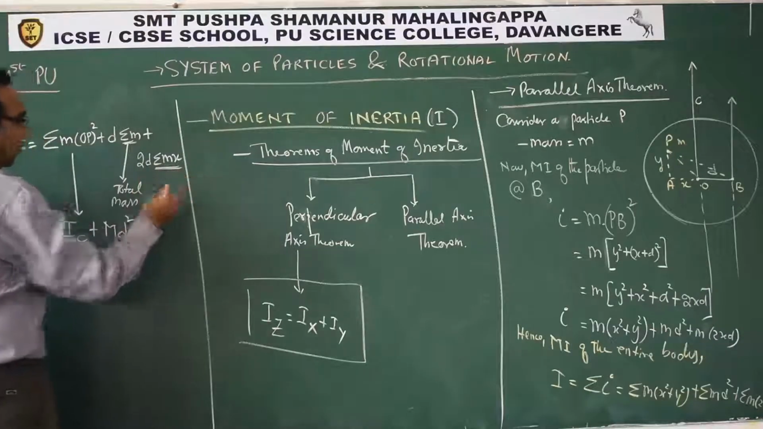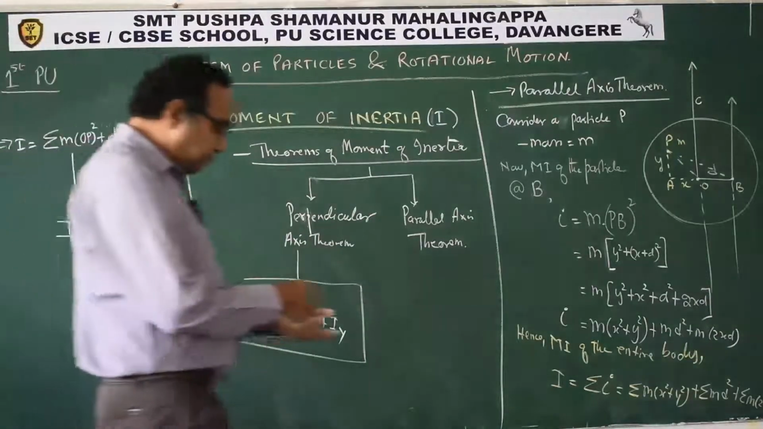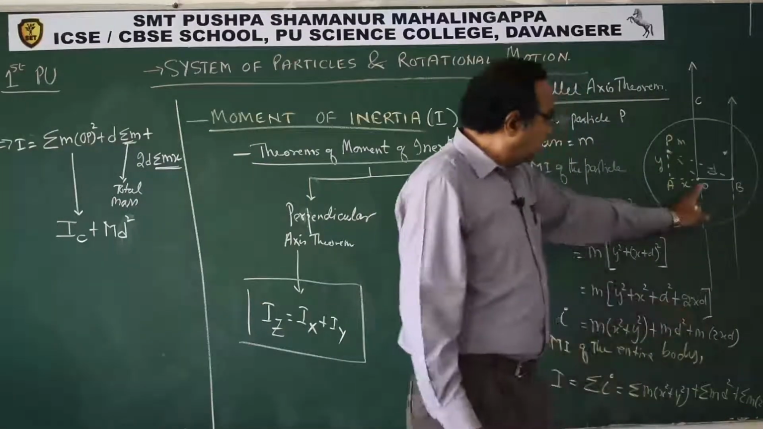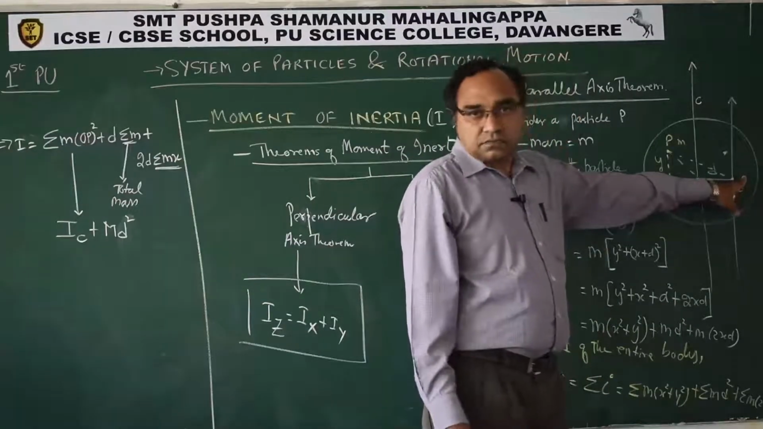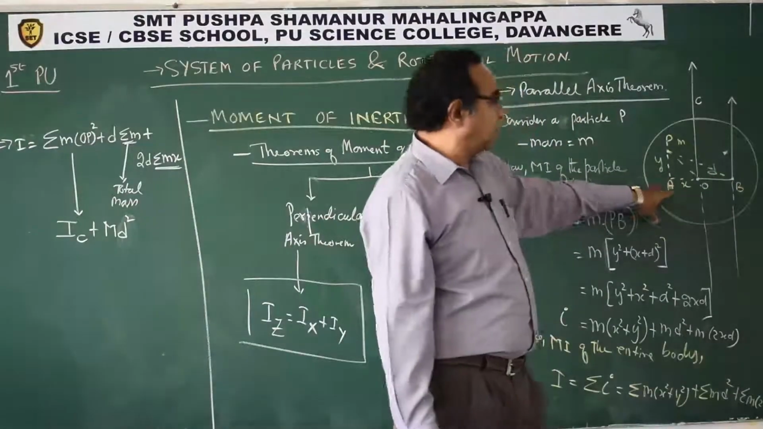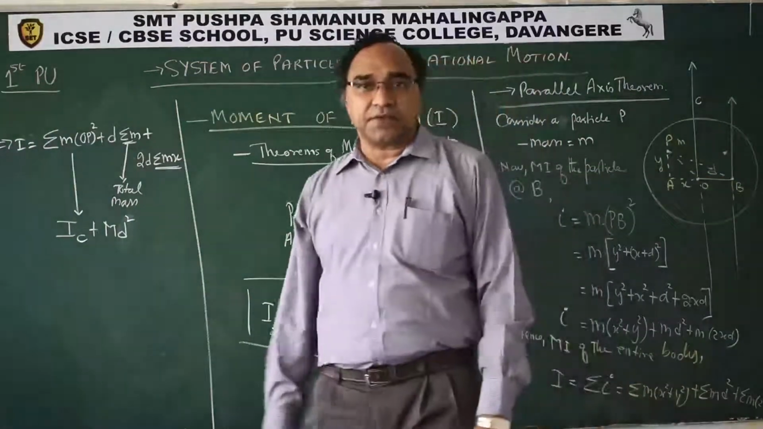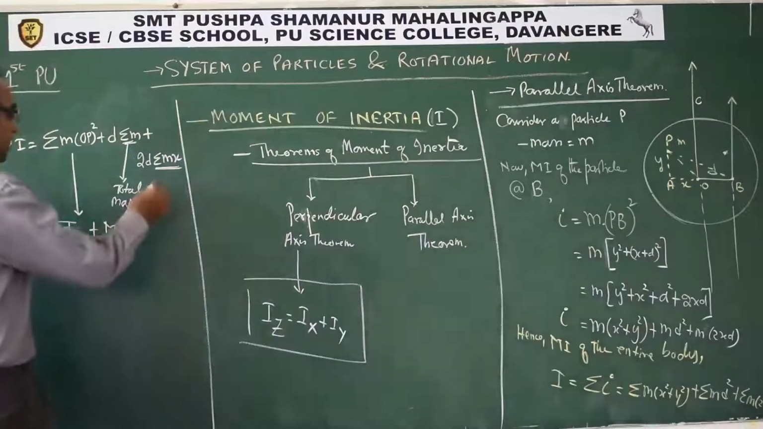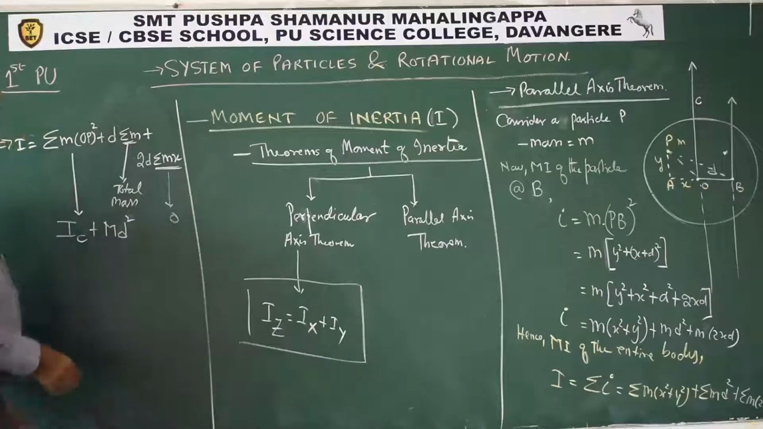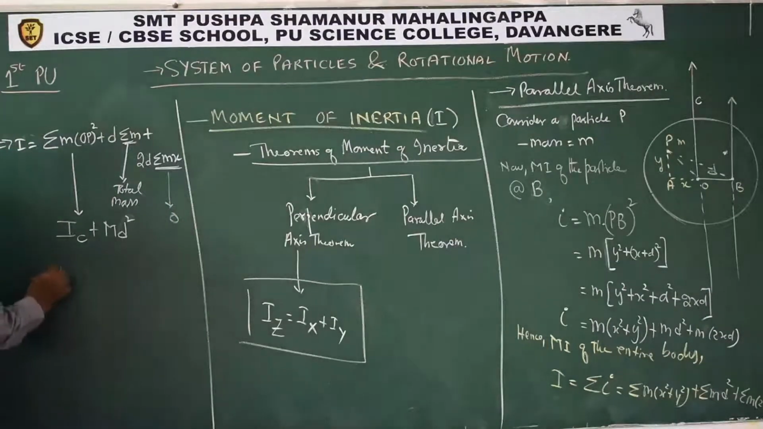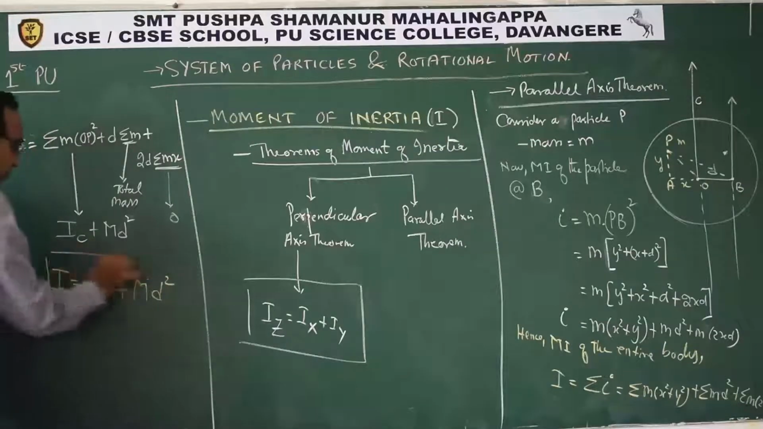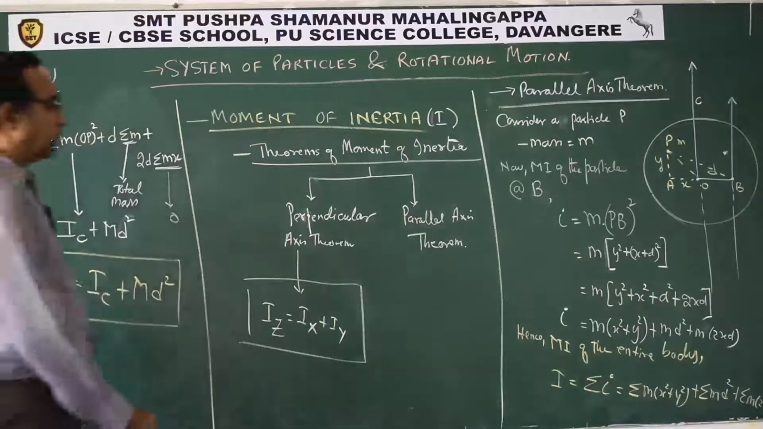And this term sigma mx, if a particle is present here, it is exactly on the other side of origin. If here it is mx, here it will become minus mx. So sigma of those two particles will be 0. That is why we can say this term reduces to 0. So our moment of inertia is moment of inertia about the central axis plus mass times square of the distance between the two axes. This is parallel axis theorem.